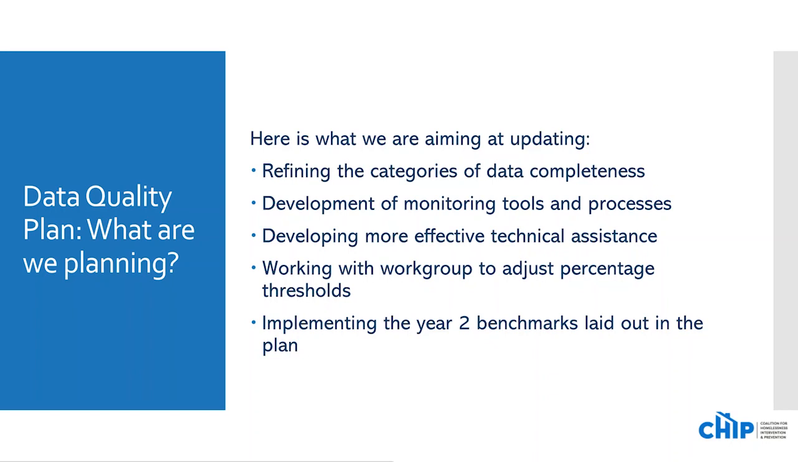And we're also going to be working with a work group to adjust some of the percentage thresholds. So the HMIS committee, as we'll be talking about in a little bit, we're going to be working with them to think through, should we reduce the amount of time for enrollments or percentages? So we're going to be looking at each category to think through, can we shore this up, or where does this number need to lie? And then we want to implement the year 2 benchmarks that were laid out in the plan and start that process going.